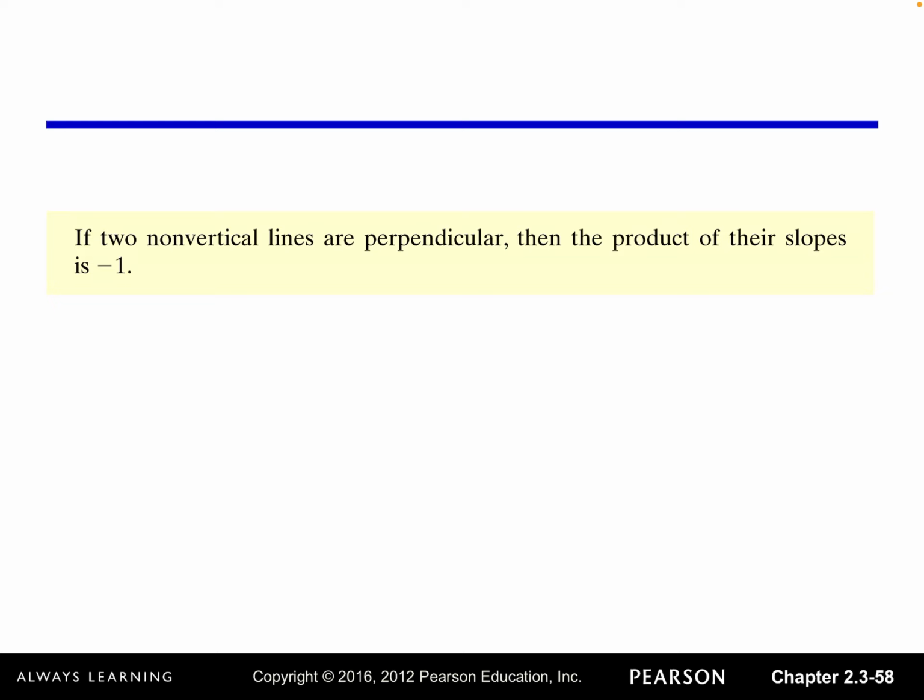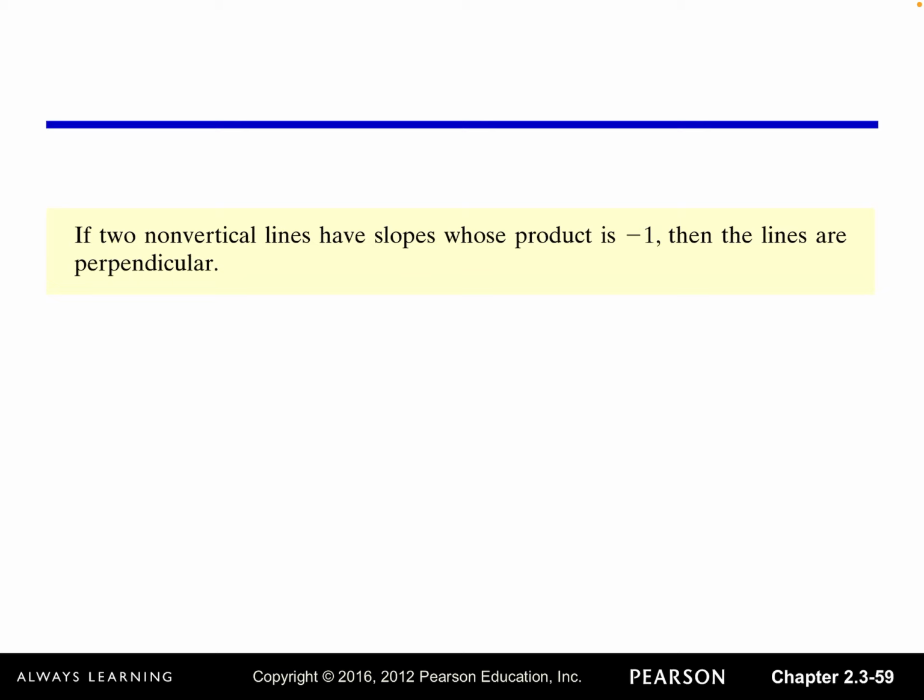If two non-vertical lines are perpendicular, then the product of their slopes is -1. And the other way around, if the two non-vertical lines have slopes whose product is -1, then the lines are perpendicular. So "if and only if" just means that from both directions the statement is true.